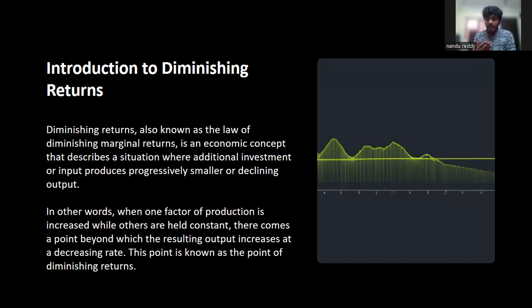I mean, actually increasing laborers does not bring profits, it gives us losses. This we call diminishing returns. Even though the laborers were increasing, the returns were decreasing.